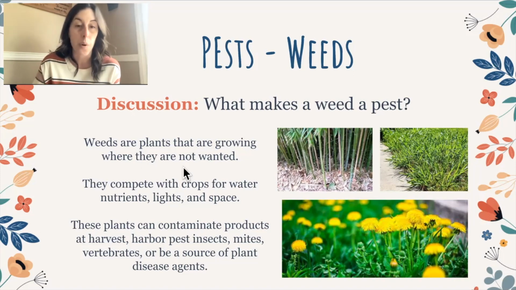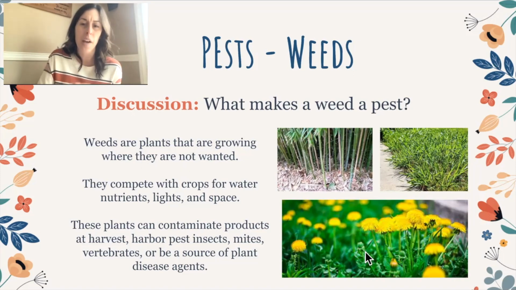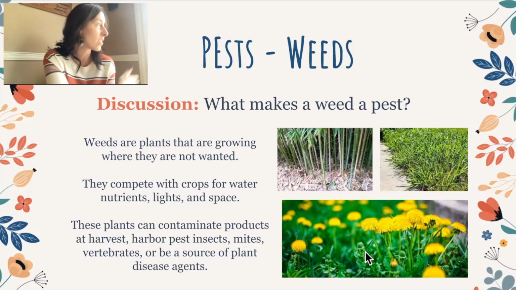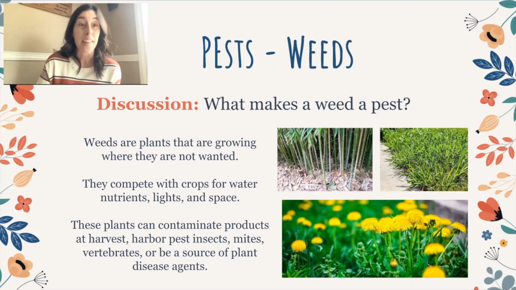So weeds are plants that are growing where they're not wanted, right? Usually you don't have a beautiful dandelion garden. Usually dandelions show up in random spots where you don't want them because they're weeds. Again, they compete for water, nutrients, light, and space. These plants can contaminate products at harvest, harbor pest insects. So insects could live in the weed. They may have mites, vertebrates, or be a source of plant disease. So they could carry bacteria or pest insects within themselves as a weed and then pass that to the crop or the flower or the other plant that they are close to.